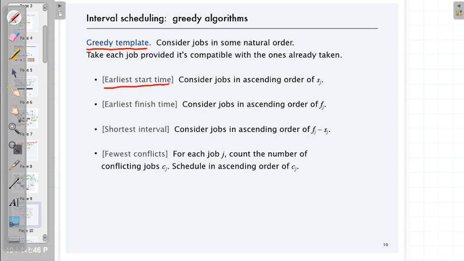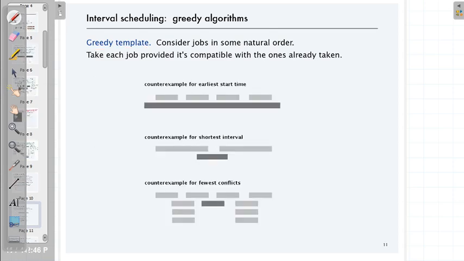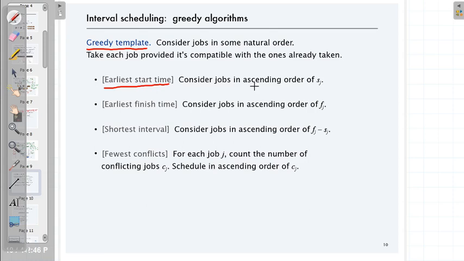Consider jobs in ascending order of Sj. If these jobs are given like this, say these are 3 jobs given. Consider jobs in ascending order of start time of the job. Here if we sort the jobs according to the start time, say this is job number 1, this is job number 2, this is job number 3.